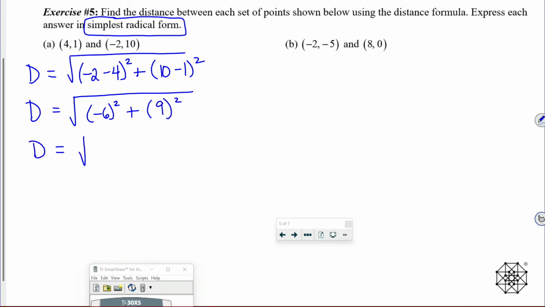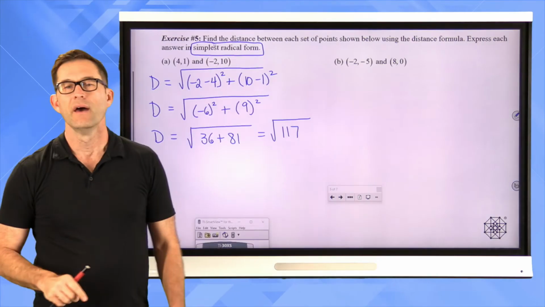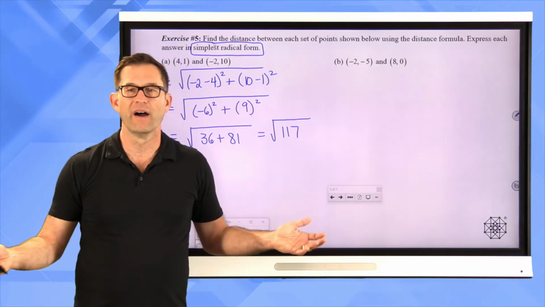Negative 6 squared is, of course, positive 36. 9 squared is positive 81. And when I add those together, I'm going to get 117 under the square root. Now I've got to simplify this.